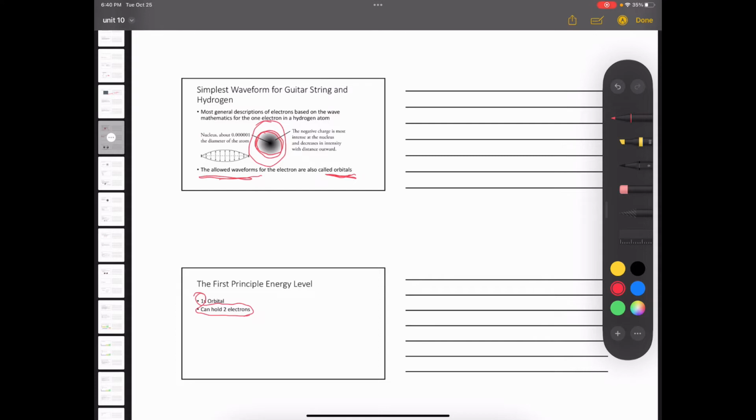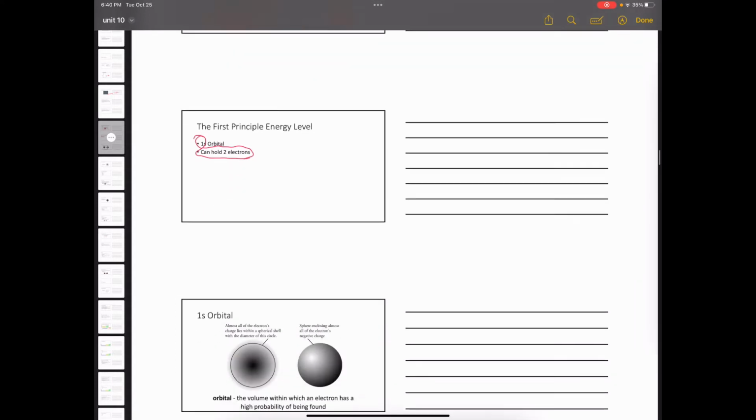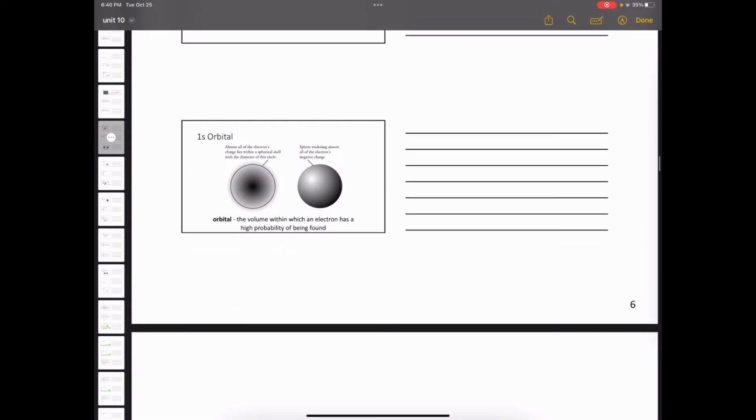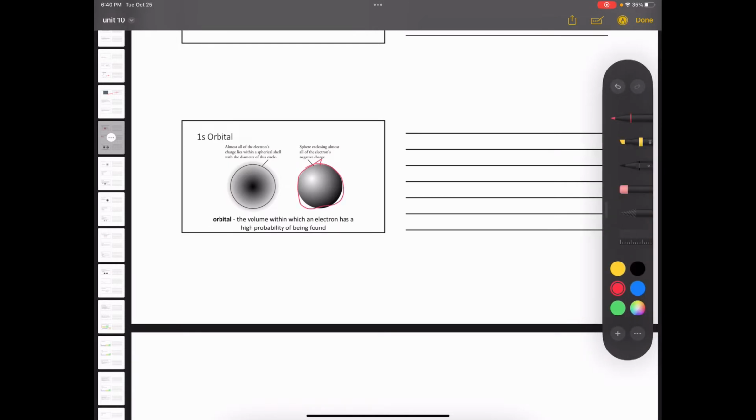So the orbital is a place where there's a high probability of finding an electron. As a result, the 1s orbital is also drawn as a sphere. If you look in any of the chemistry books, when they're talking about the 1s orbital or about the s orbital in general, it will always have a spherical shape. Okay, so again, we're talking about the orbital.